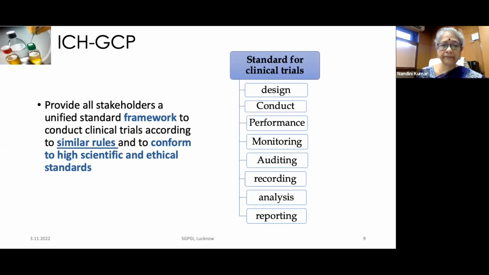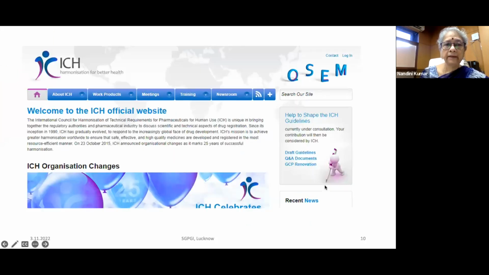So they made a framework, conforming to high scientific and ethical standards, and that framework was laying down standards for the design, conduct, performance, monitoring, auditing, recording, analysis, and reporting. Now, this got expanded in the 2016 version, of which we'll talk later. Earlier, only 4 standards were emphasized. So if you go to the website, you find these 4 words, QSEM. When this was actually released in 1996, after that, ICH stands for International Council, not conference. Prior to that, it was conference. Now it stands as council.